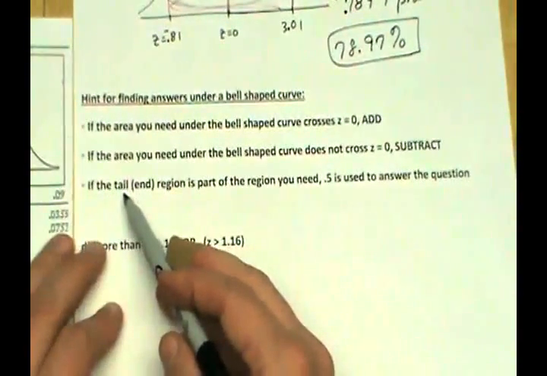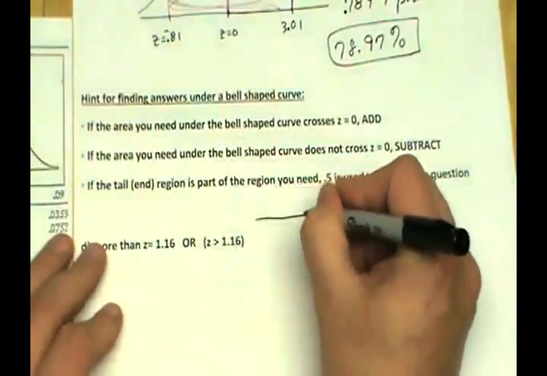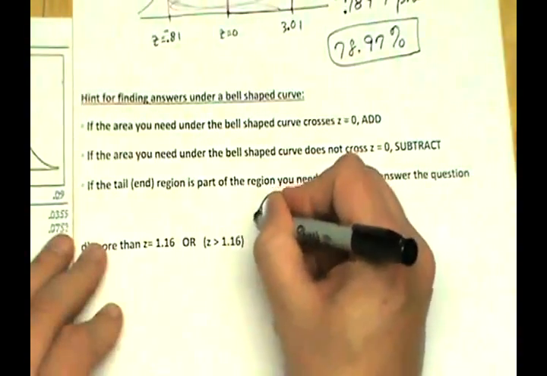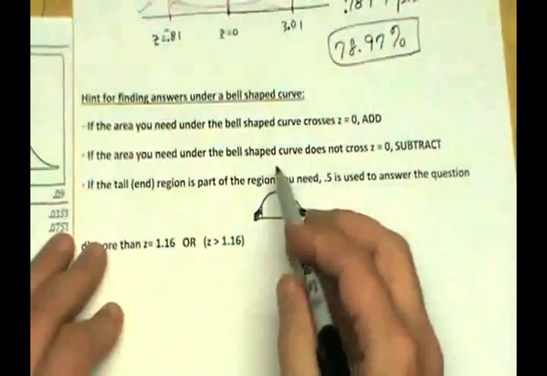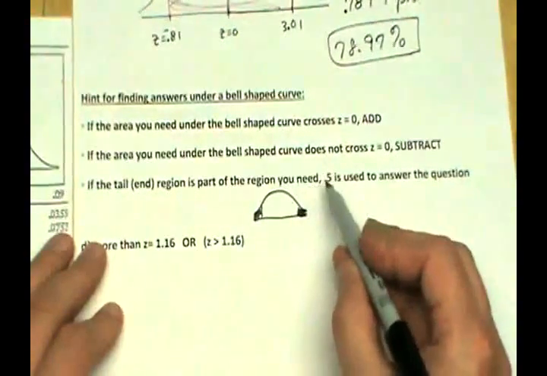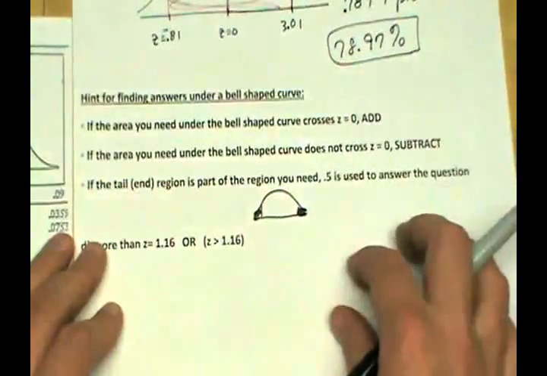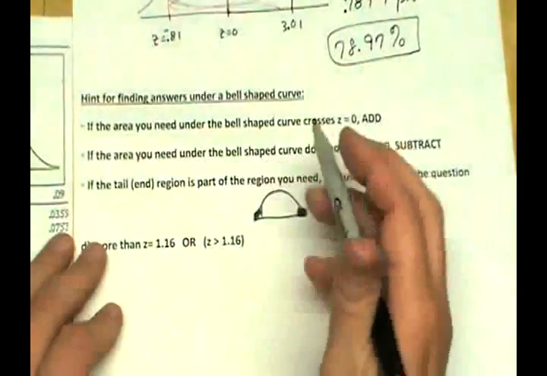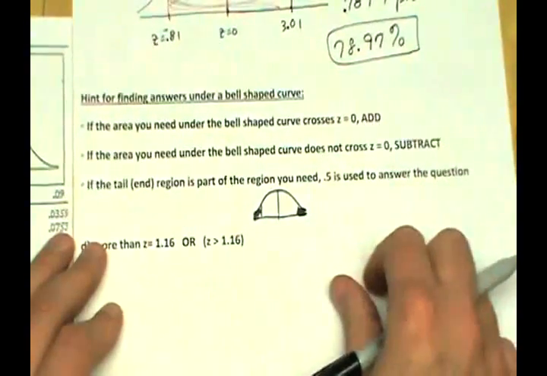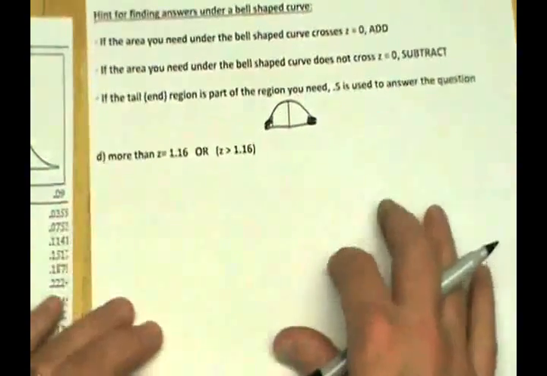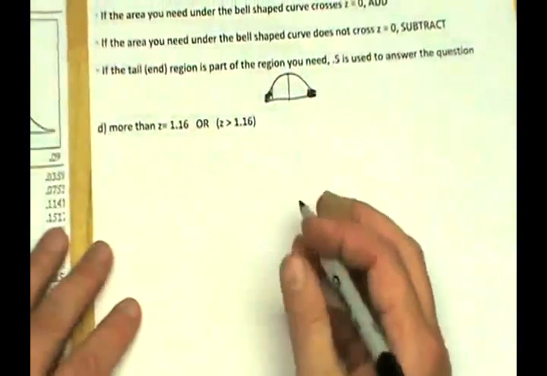If the tail, which again is another word for the end of the regions, there's a left tail and a right tail. So that's a left tail, and that's a right tail. So if there's a tail as part of the answer, part of the region that you want for a question, then you have to use 0.5 as part of the answer. Sometimes you have to add, sometimes you have to subtract 0.5. So again, if you cross 0, which is the mean, add. If you don't cross 0, subtract. If the tail, 0.5 is included. So let's use these hints here. That's a lot easier, I think, than memorizing 7 different ways of getting areas.